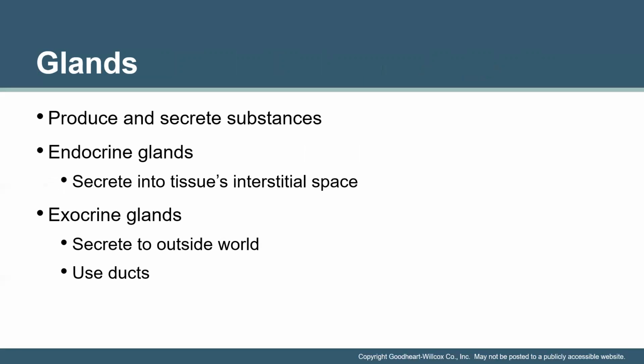Again, when we talk about glands, they will produce and secrete substances. Endocrine glands are the ones responsible for secreting things into the tissue's interstitial space. So endocrine, the prefix endo tells us it's on the inside. These glands will ooze the chemicals that they produce into the surrounding vasculature to be carried away to a receptor site somewhere within the body. Exocrine glands are responsible for secreting something to a surface or a lumen somewhere. And they will have a duct in order to do this.